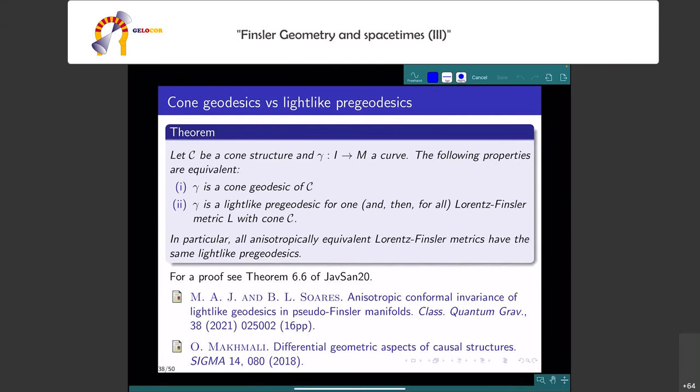So, there are these two papers where the Lyapunov geodesics of the cones of manifolds with the same cones are studied. In the first paper, we also studied the conjugate points, the invariance of the conjugate points. The second paper is a very nice study from a very different perspective, with very powerful tools, by Omid Makmally.